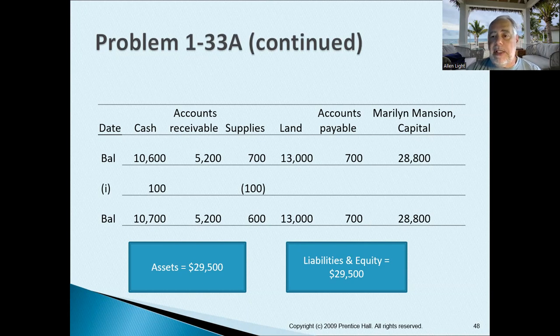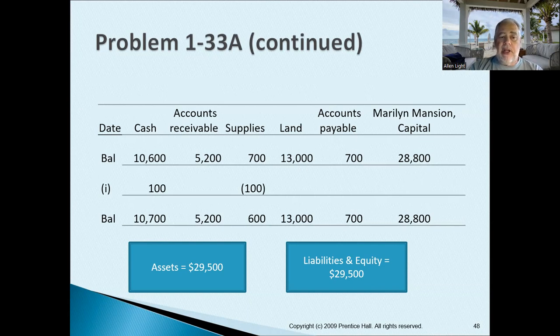Now, for whatever reason, I decided to return $100 worth of supplies. Maybe I didn't need that much. Maybe whatever I purchased had errors. Maybe I bought some forms, and when I went and looked at the forms, there were some misprints on it. So I returned them.